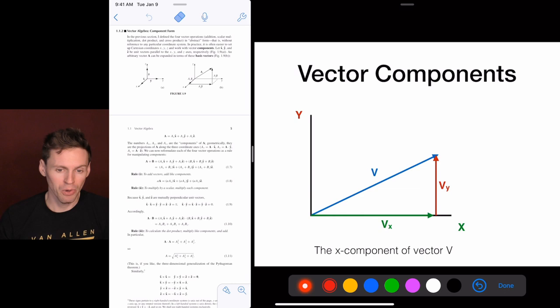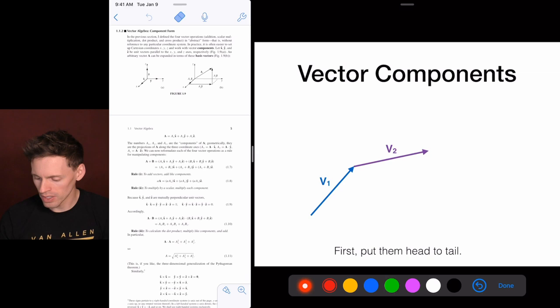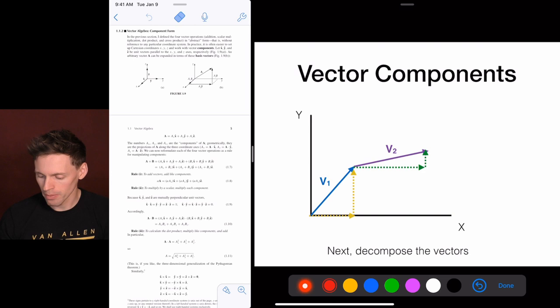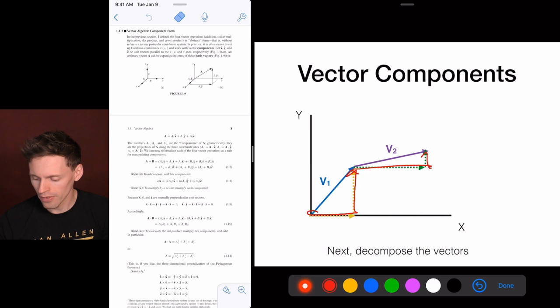If we want to add these two vectors together, v1 plus v2, we can do the head-to-tail method, and the result will be that vector. So we hope that v1 plus v2 gives us that. We define our coordinate system. Now we decompose the vectors into v1x and v1y and v2x and v2y. So this is v1x, this is v1y, this is v2x, and that's v2y. Those are the components of them.